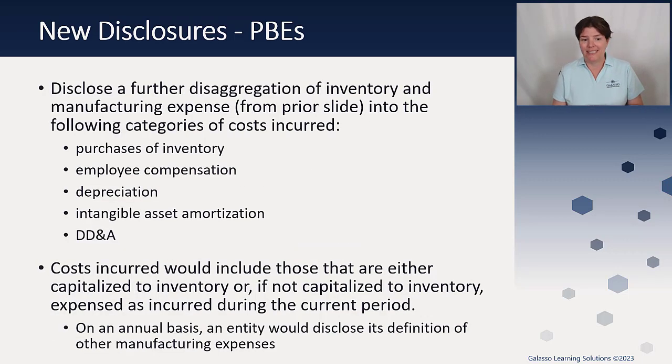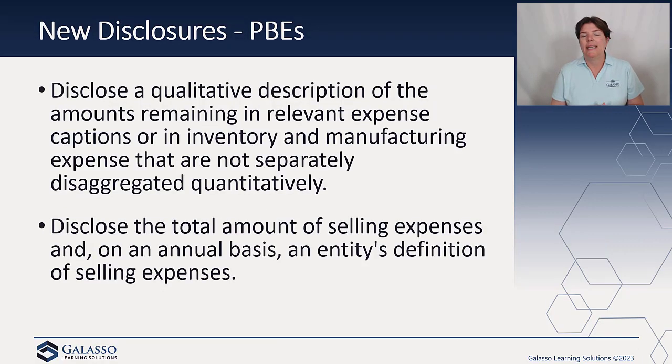In addition, we would further disaggregate that inventory and manufacturing, right, that first line from the prior slide, into purchases of inventory, employee compensation, depreciation, intangibles, and that DD&A for oil producing organizations. And these would either be those that were capitalized or, if not capitalized, into inventory expense directly, right? Expensed as incurred. And you would also have to include a definition of what is other manufacturing expenses as part of this. In addition, there would be a disclosure of the qualitative description of the amount remaining in relevant expense captions or in inventory and manufacturing that are not disaggregated, so what's left over, so we could understand it. And then the total amount of selling on an interim as well as on an annual basis, the definition of what do you define as selling expenses. How are we going to go through this?